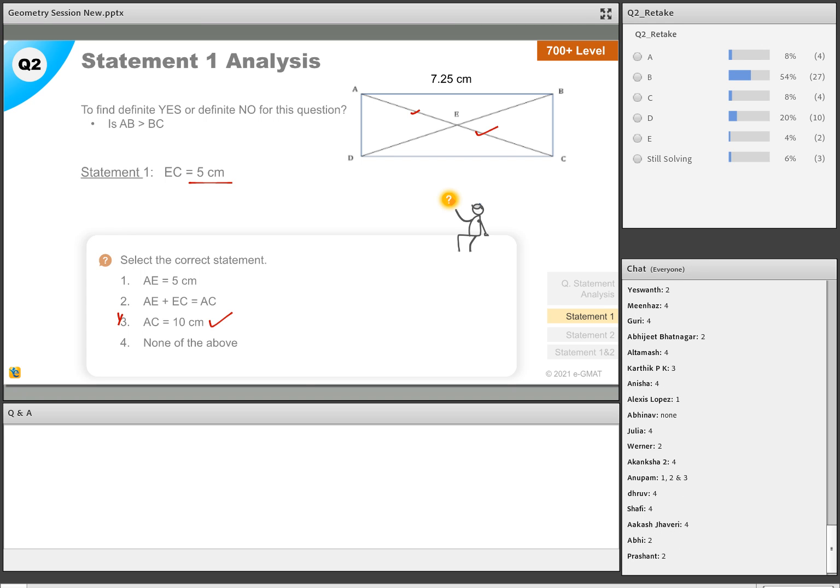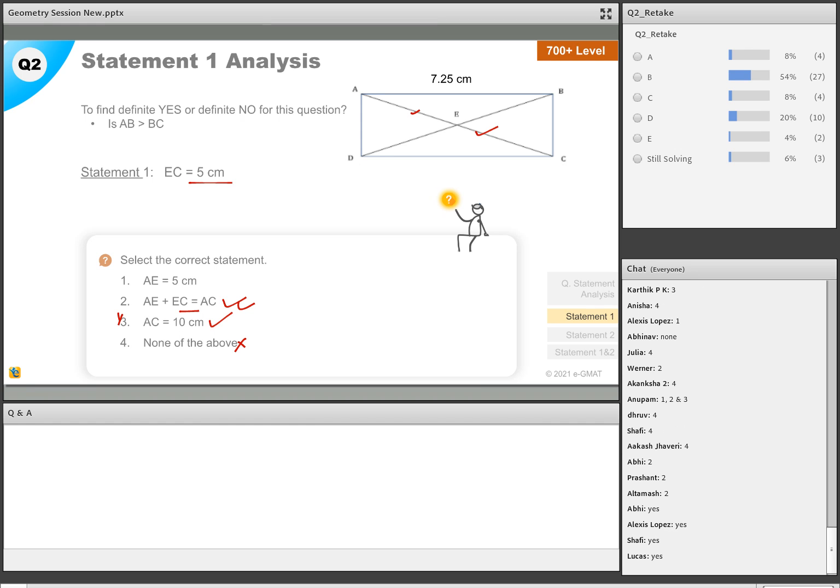So this is incorrect. AE plus EC is equal to AC. Yes, this is the correct one, right? This is the correct statement that I have out of these four statements. Obviously, I cannot choose choice 4 because I already have a correct statement with me. If any of 1 or 2 or 3 is incorrect, then only it's time for me to choose choice 4, right? Which in this question is not going to be chosen, right? Are we all clear till this point, guys?